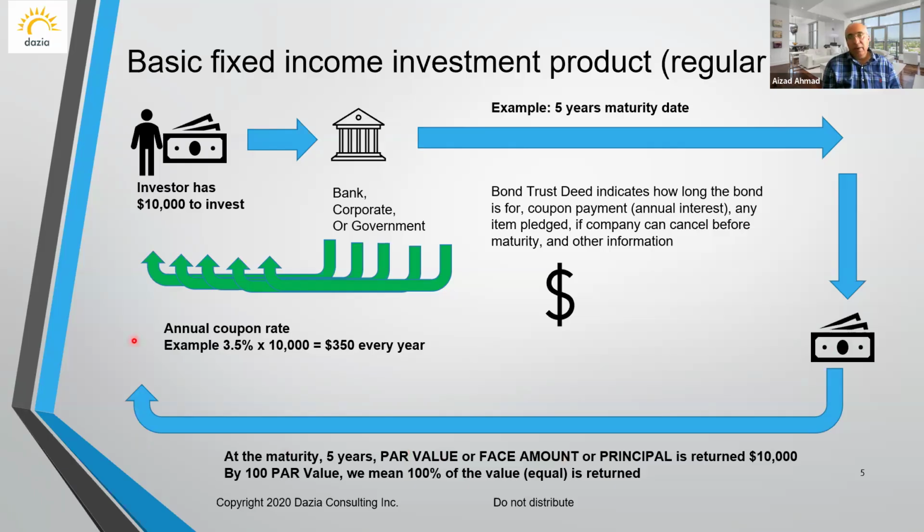And this way, on maturity, after 5 years, the par value or the principal amount is returned to the investor. So after 5 years, the investor will get back their full amount. They will get back $10,000, and of course, they'll get the last $350 payment also at the end. This is technically called par value. Par means equal value. Face amount also it's called. Face amount is 10,000. Principal is 10,000. So these three words mean the same thing. If you see par value, face amount, principal, it means the original invested amount. So 100 par means 100% of the value is going to be returned to the investor.